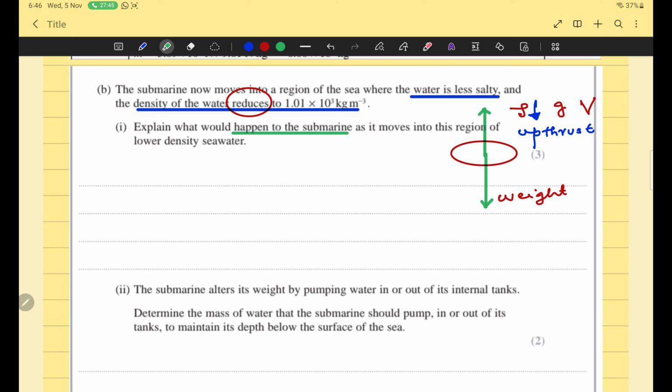Because the submarine was stationary in the beginning. But now, if the density of water is reduced, it reduces the upthrust. And if upthrust decreases, then obviously the submarine begins to sink. Submarine begins to sink.